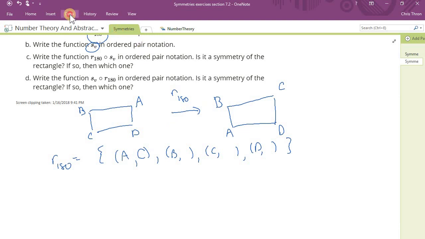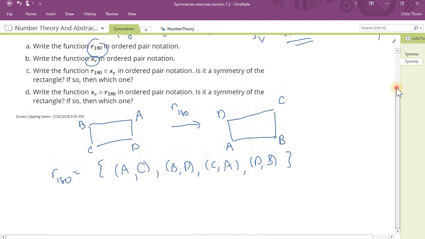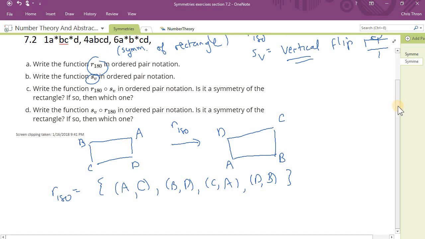So let's go back and fix that. That's certainly not a rotation. That's something impossible. All right, if I rotate B around, B is going to go to the position where D was. So B is here, D is here. Okay, so B goes to the position of D, C goes to the position of A, and D goes to the position of B. Okay, so that's my function R180. Now let's do SV.